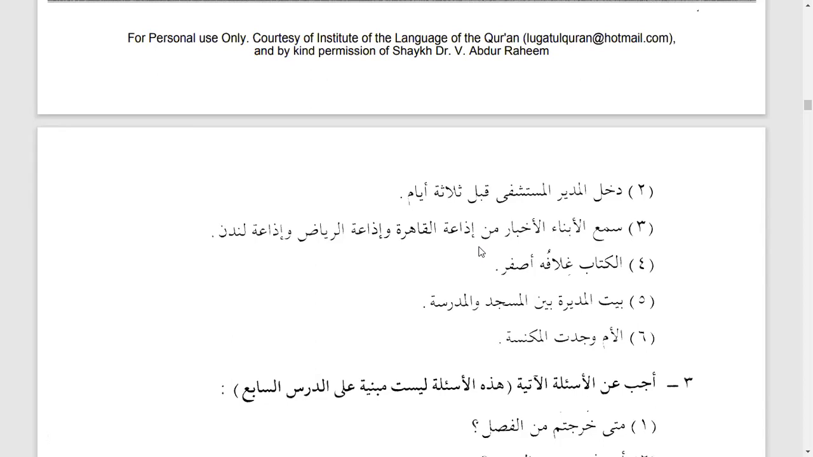Asfaru. And why? It is on the pattern, the wazan of afalu, sir. Okay, so if any word comes on the pattern of afalu, it will always take dhamma. It's khabar, so it's a normal, regular nominal sentence. Mubtada and khabar. Al-kitabu is the subject, and ghilafu asfaru is the predicate.